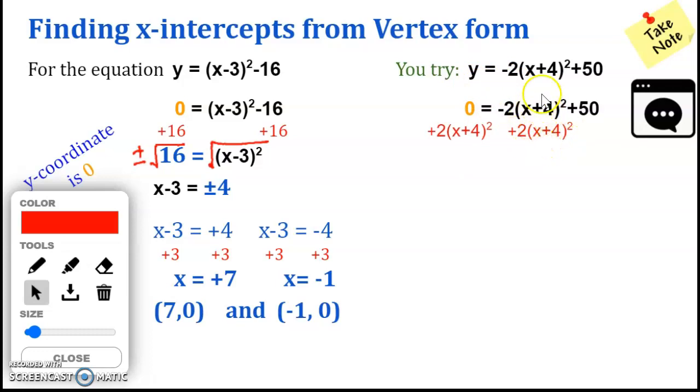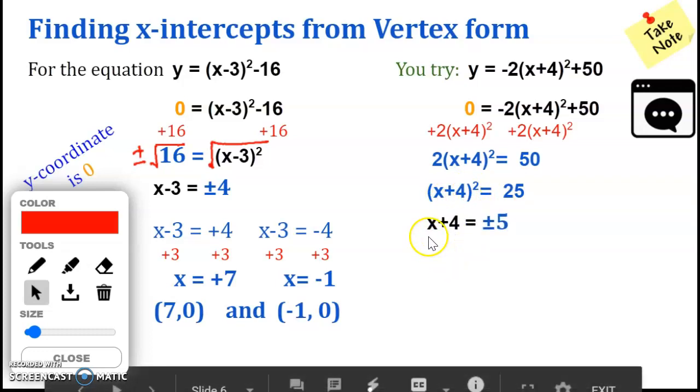When I do that, this cancels out and you're just left with 2 times (x plus 4) all squared is equal to 50. Take a square root of both sides and you're left with x plus 4 is equal, oh no, you divide both sides by 2. Since 2 is being multiplied to this parenthesis, to get rid of that, you divide and you're left with (x plus 4) squared is equal to 25. And then take a square root and you get x plus 4 is equal to plus or minus 5.